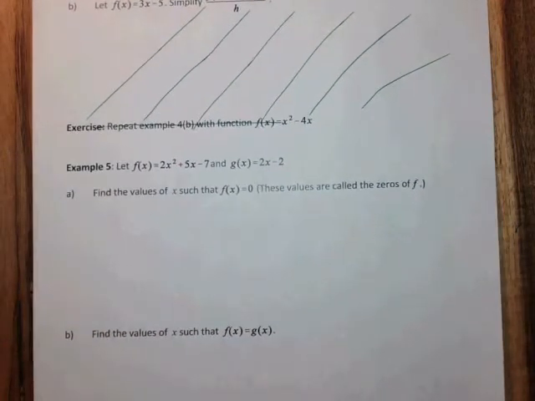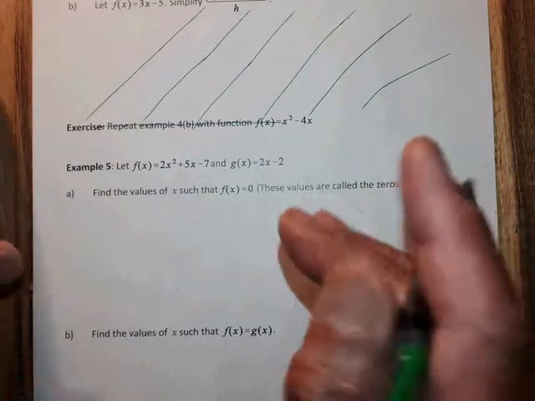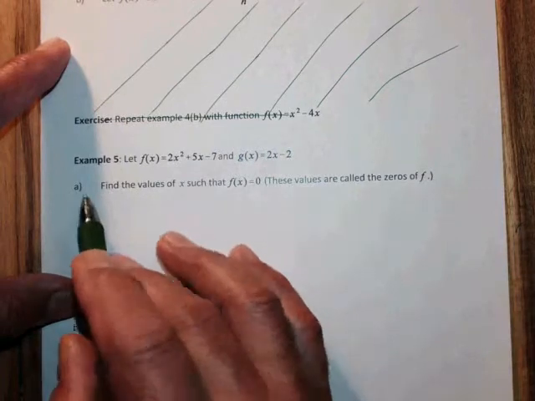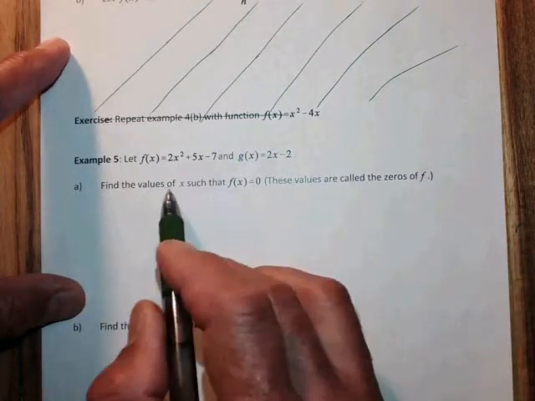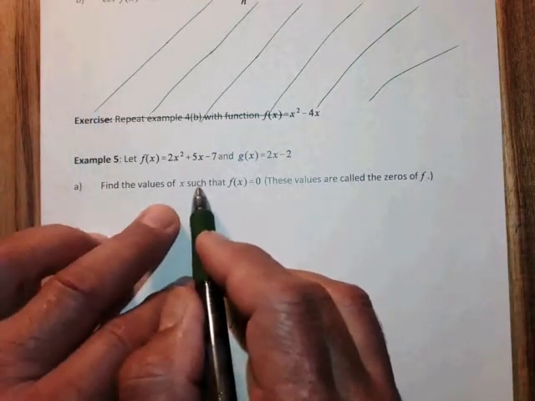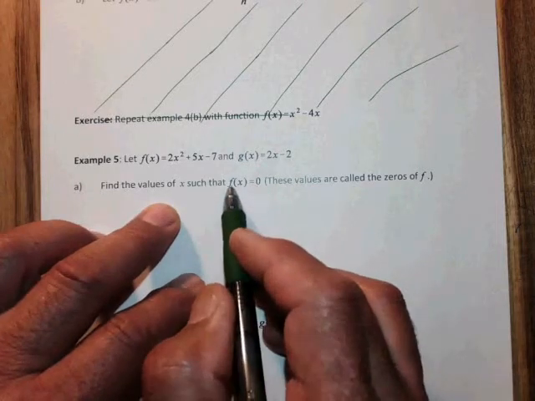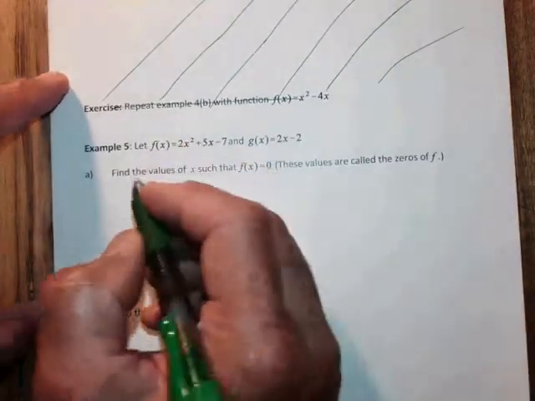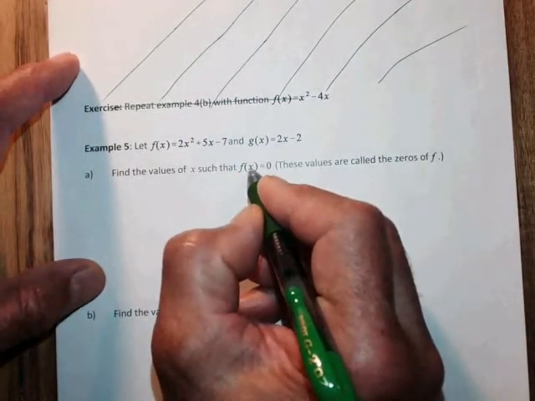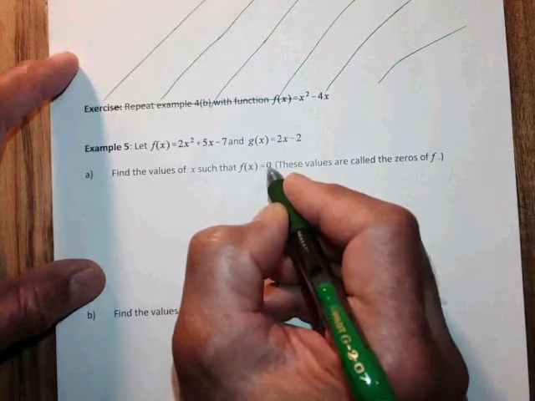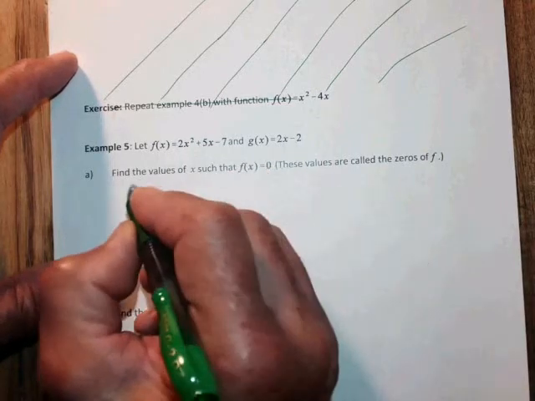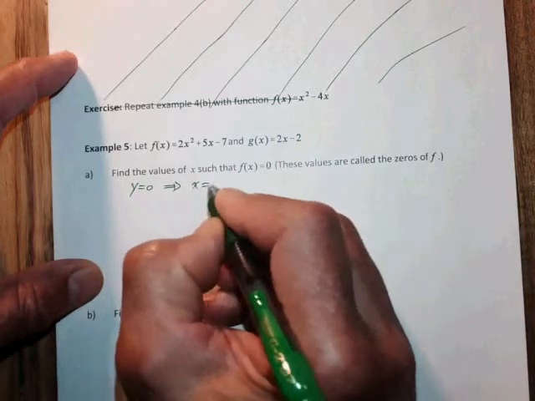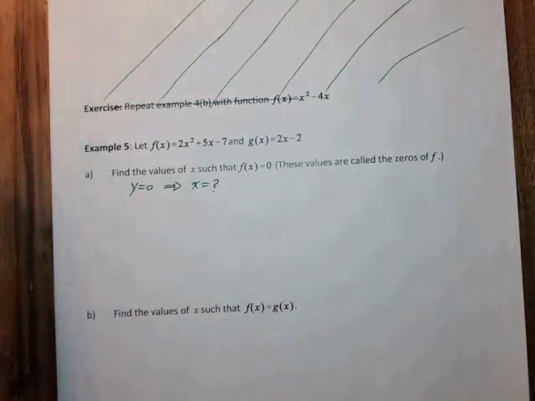But the next example is an interesting one. We are given 2 functions f and g, and part A is asking us to find the x values whose y value is 0. See, f of x equal to 0, so what is the x value? So that means for what x value has the corresponding value of y equal to 0. So y is equal to 0. The question is x equal to what? That's what we have.